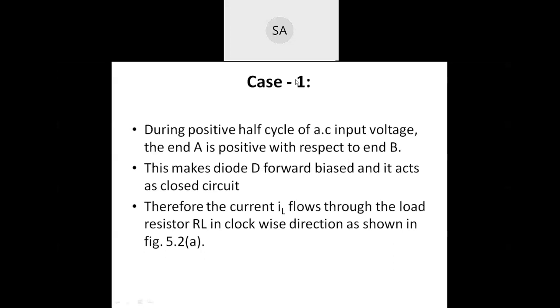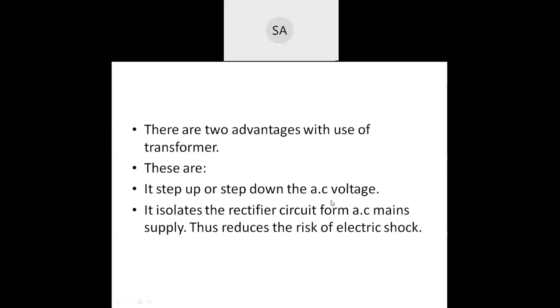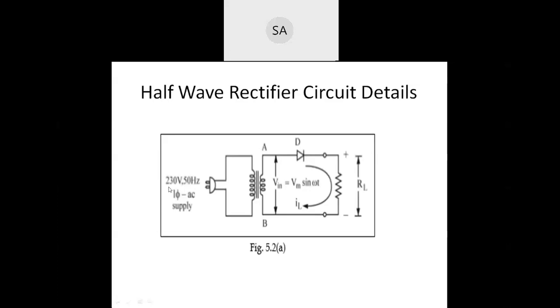So in case 1, we can describe the working of these transformers in different cases. During the positive half cycle of the AC input voltage, the end A is positive with respect to the end B. So here in the transformer, whenever we are applying the positive supply, that is alternating current.